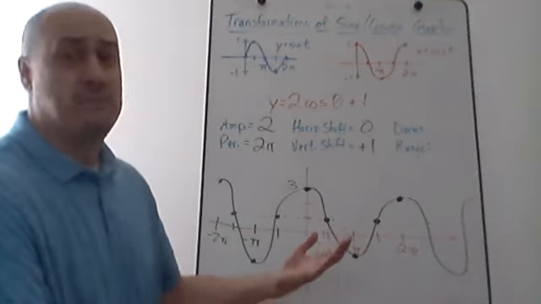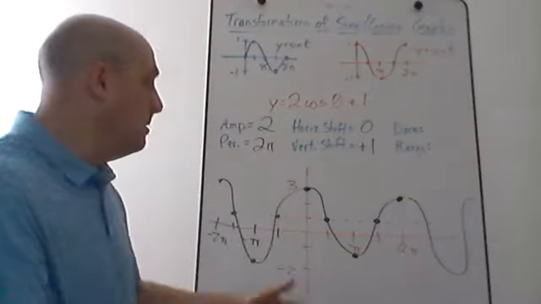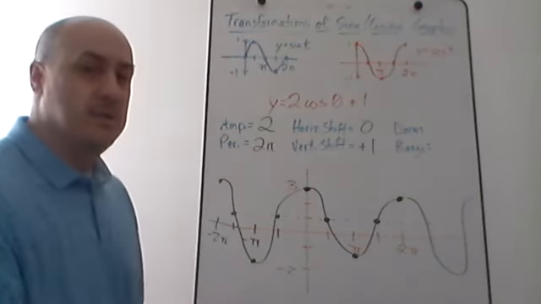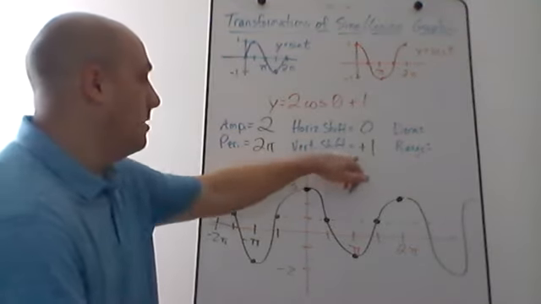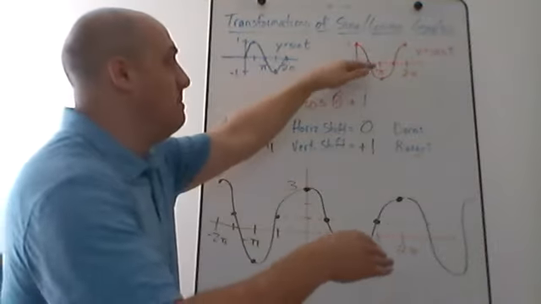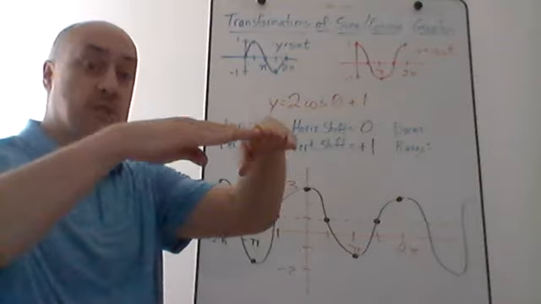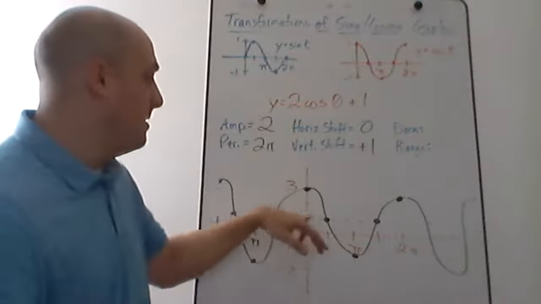Or some problems say graph 2 full periods of the function. So depending on what it asks you to do, you might have to do more or less at that point. All right, so that's our graph. We had to do the vertical shift up 1, so that takes our middle value from the x-axis and moves it up to y equals 1. That's why I drew that dotted line there.